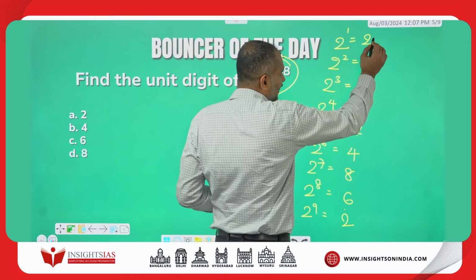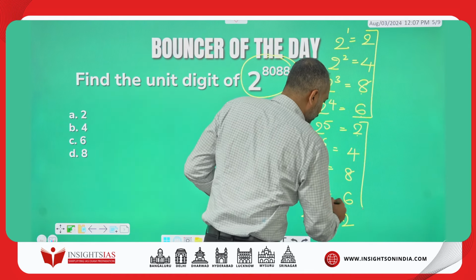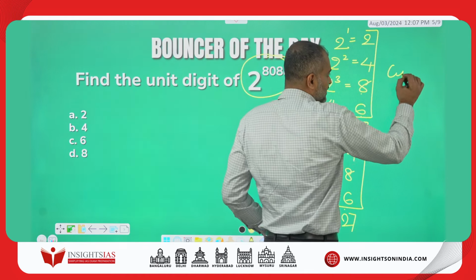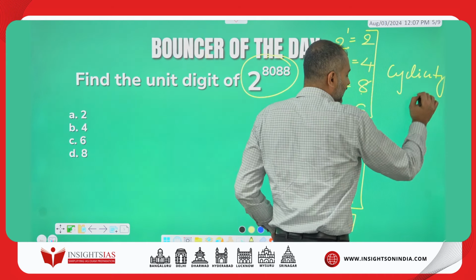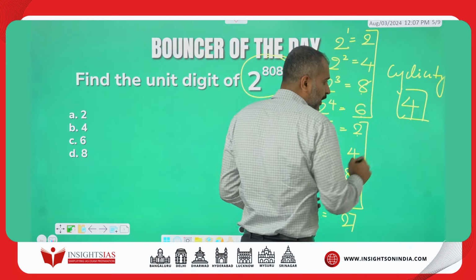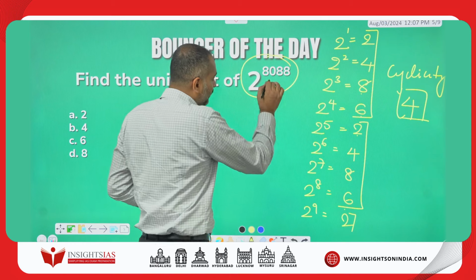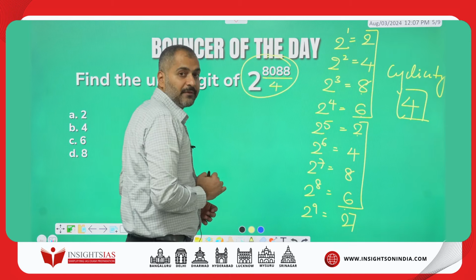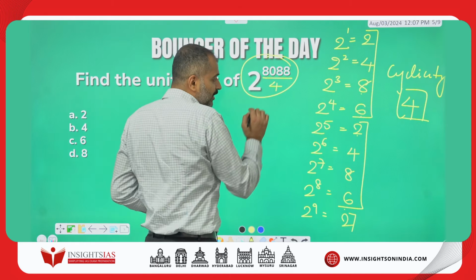Okay, so what is the cycle here? 2, 4, 8, 6, 2, 4, 8, 6, 2, 4, 8, 6. So, the cyclicity of the unit digit is 4. So, once we get 4, what to do? Divide the power by 4. If I divide the power by 4, 8088.